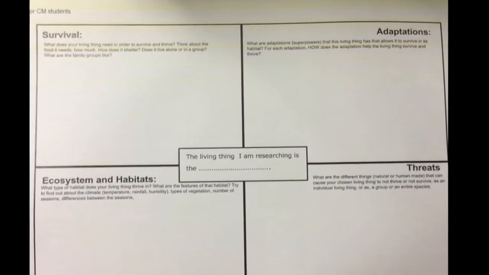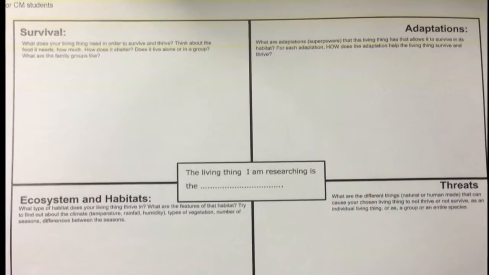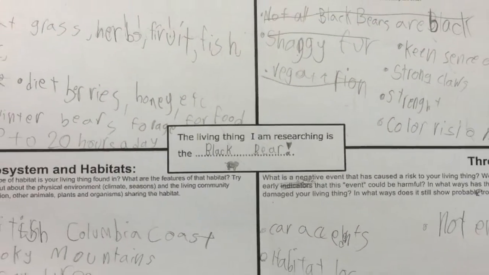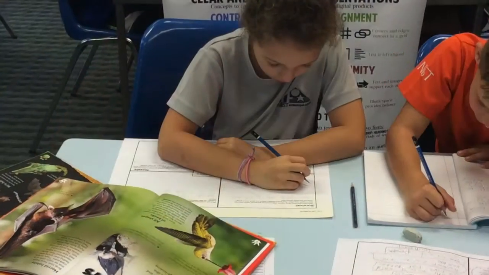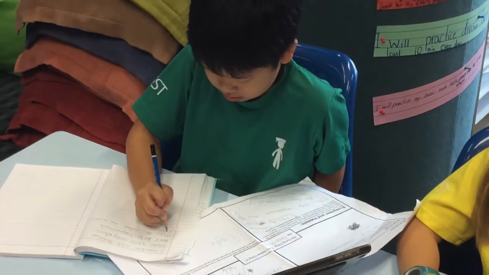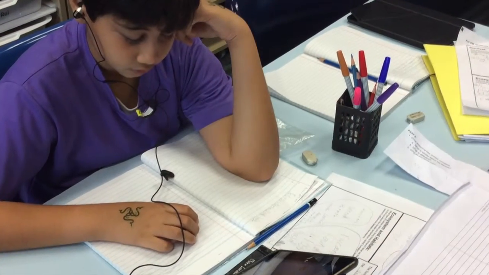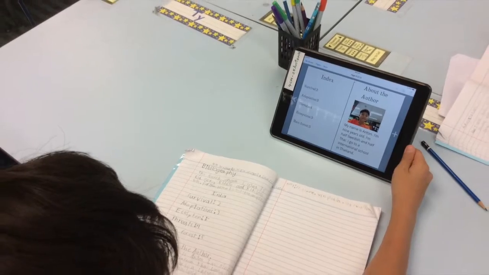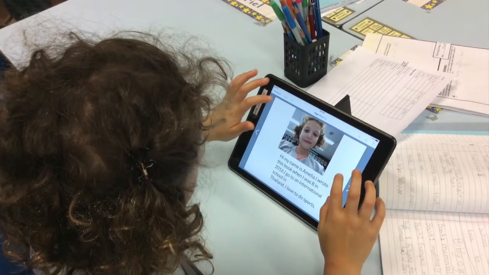I started by giving each student a graphic organizer labeled with survival, adaptations, ecosystems, and threats to help them organize their work. After they finished their research, the students then wrote the rough draft for their book in their writer's notebook. Then they went through the editing and revision process in order to make their book the best it could be.